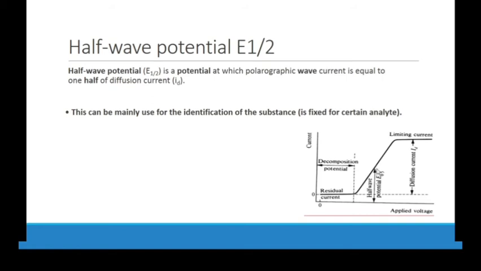And if any analyte, any ion, suppose sodium, potassium, or anything, has a certain value here, so if we have that value in our graph, we will say this is this analyte. This is a fixed chart: the half-wave potential of sodium is this, the half-wave potential of other ions is this. So we will know what type of analyte we have in our sample. From the half-wave potential we will identify the substance. So it is also very important.